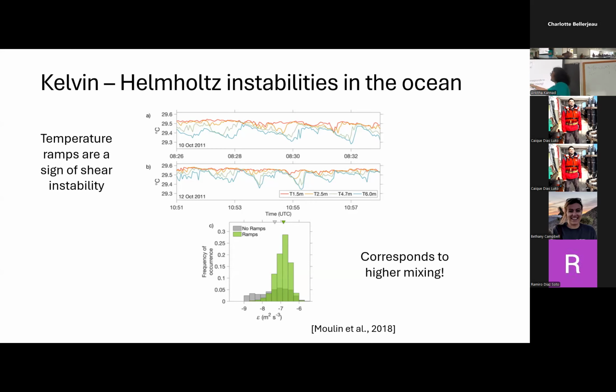And in this paper, they also looked at a bunch of these cases. This is the frequency of how many times they saw this in their time series compared to their epsilon, which we'll talk about later, but it's just a measure of mixing. And you can see that this corresponds to higher mixing as well. So you can see the shear instability develop. You can also see that it's driving mixing.